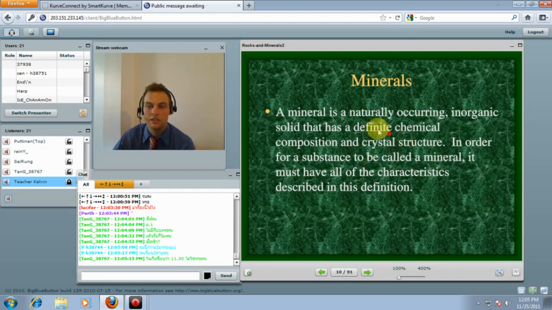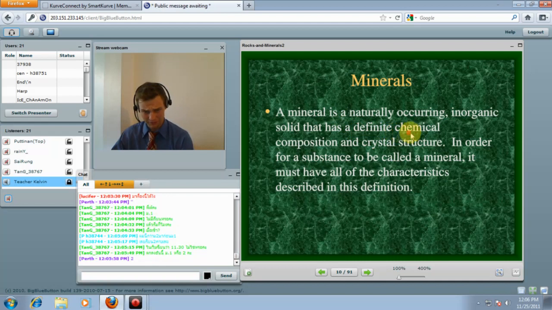This is what it needs to be identified as a mineral. If it doesn't have one of these things, it's not a mineral. So inorganic, maybe you've seen the word organic before. Inorganic just means not alive. So it's non-living. It occurs naturally, which means we don't make it in a lab. And it has a definite chemical composition and crystal structure.